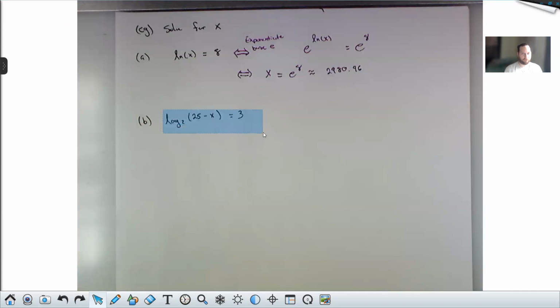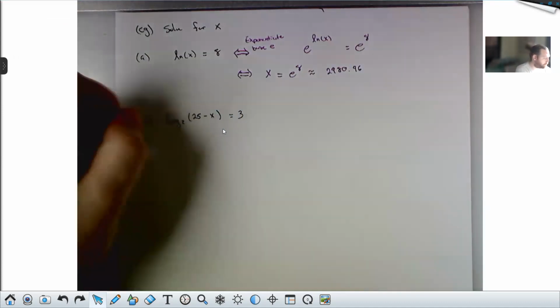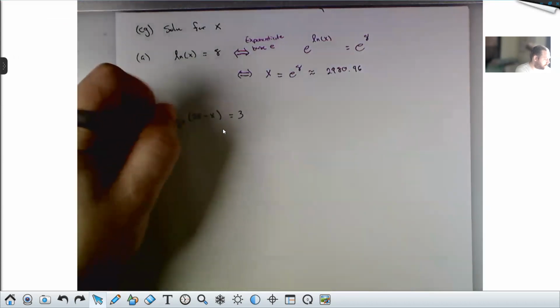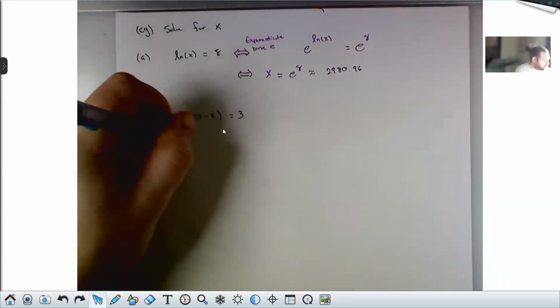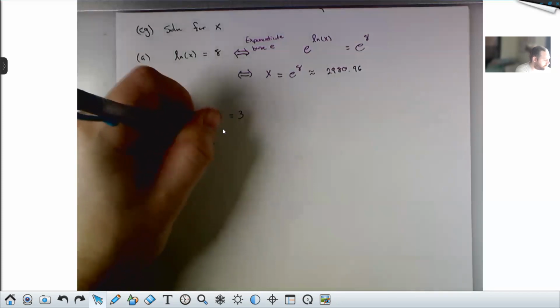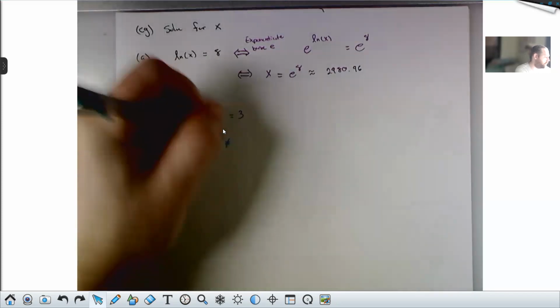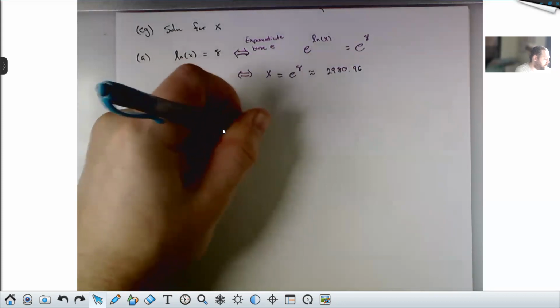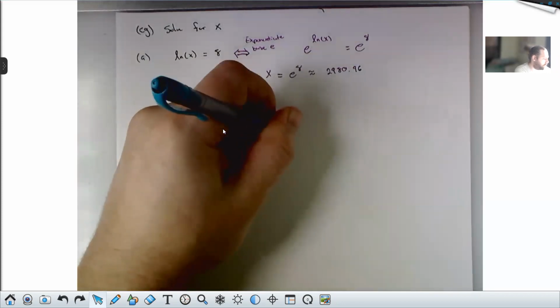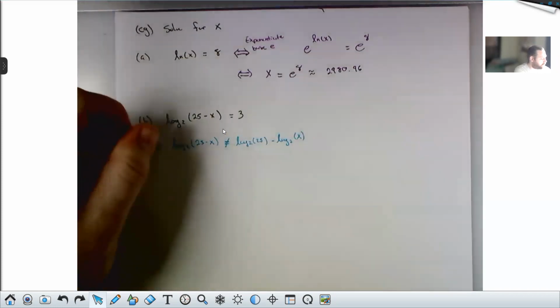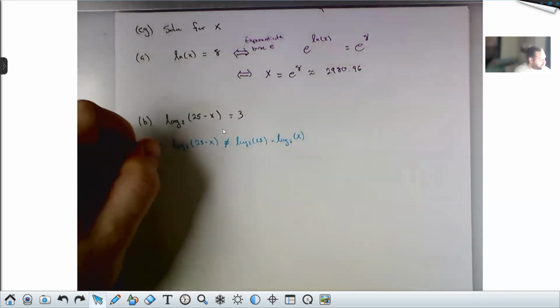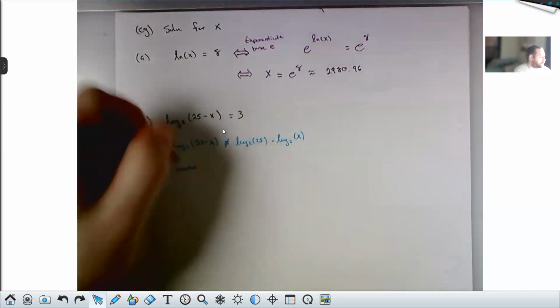The second equation is also simple-ish in the sense that the logarithm is already isolated. Now, 25 minus x inside, don't be afraid of that. Also, don't try to do anything silly with that. So quick note: log base 2 of 25 minus x is super duper not equal to log base 2 of 25 minus log base 2 of x. This never works. Don't try to split up logs like that.